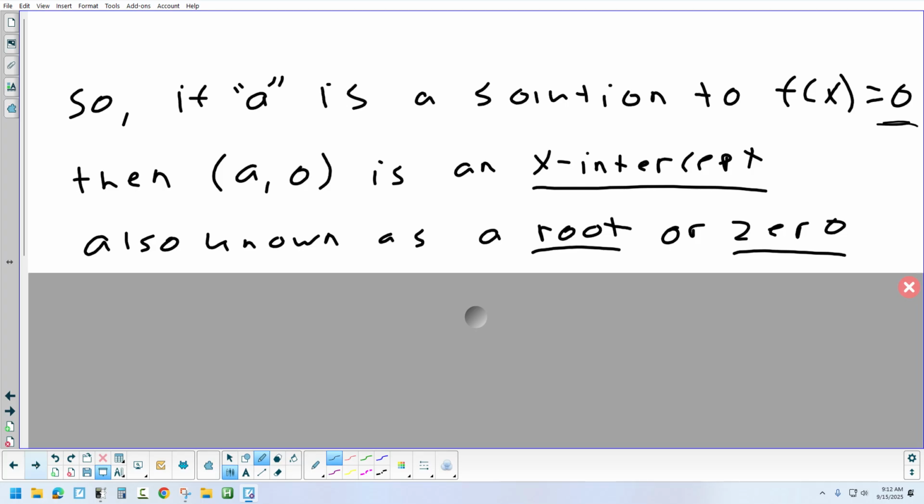So if you find a number that you can plug into an equation, and when you plug that number in, it gives you an answer of 0, that number that you found is called a root. It's also called a 0. If you write that number as a coordinate, like (-1, 0), that's the location of the x-intercept.